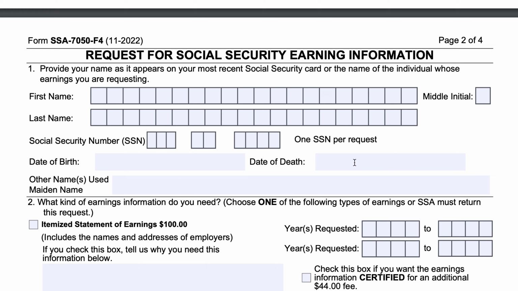Date of birth, and if applicable, date of death. If you're a beneficiary or if you're a surviving spouse that is trying to get information about your spouse's earnings, there could be a variety of reasons why you might be making this request. Then insert the date of death in the appropriate line. And then if you had another name on file, a maiden name perhaps, then insert that as well.